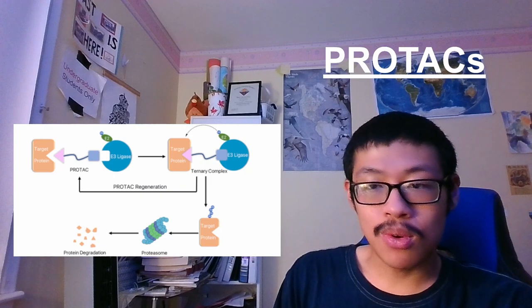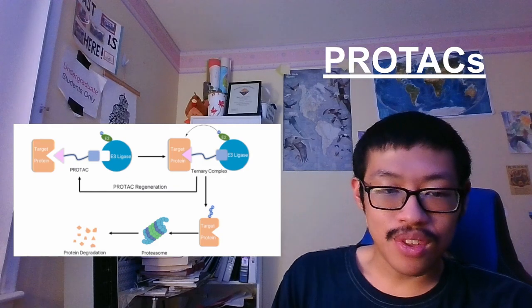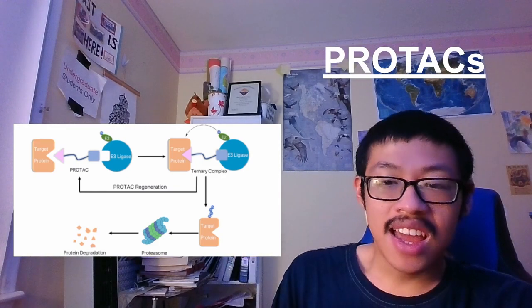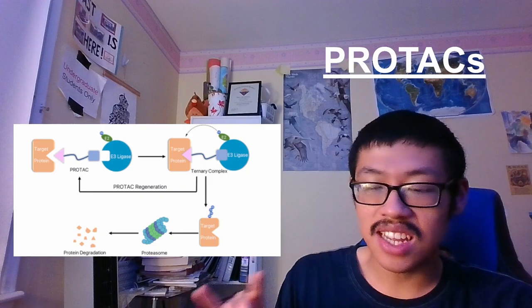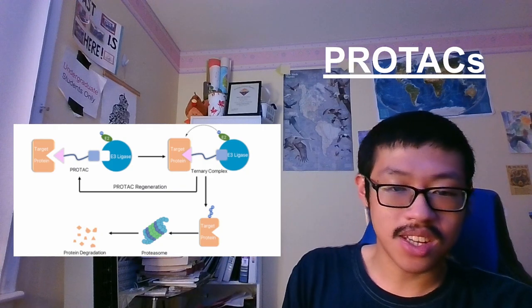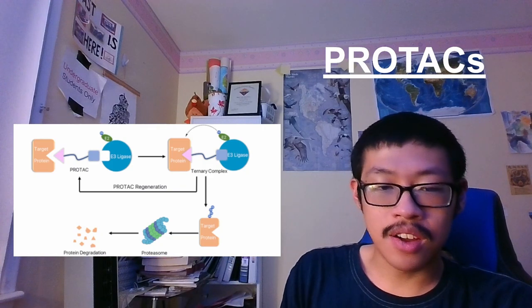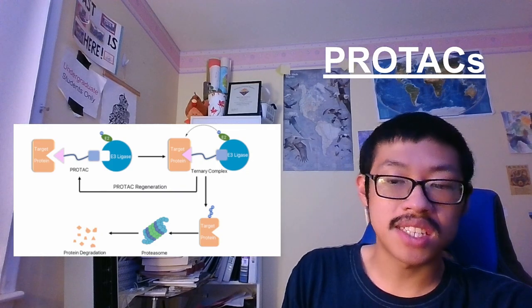PROTACs bind not just to a specific protein, but also the enzymes that call for that kind of self-destruction. And as a result, they can actually do more than just inhibit the function of that protein. They outright call for its destruction. One of the current hot areas of PROTAC research involves targeting estrogen receptors to stop the spread of breast cancer.